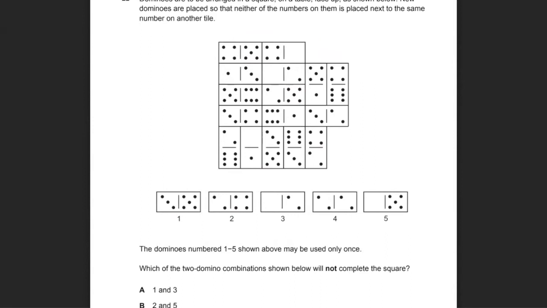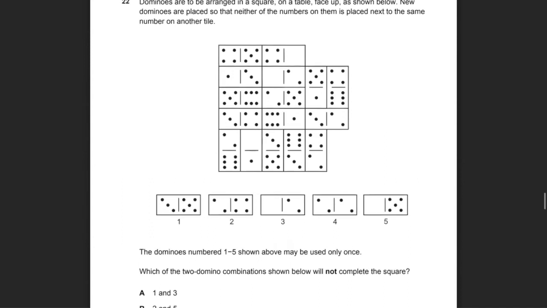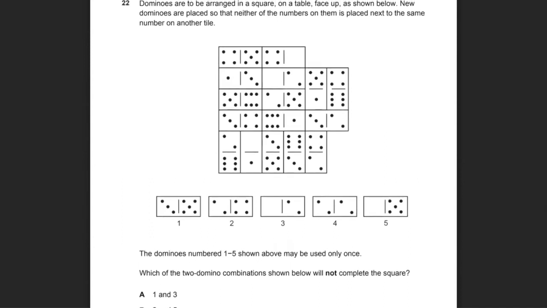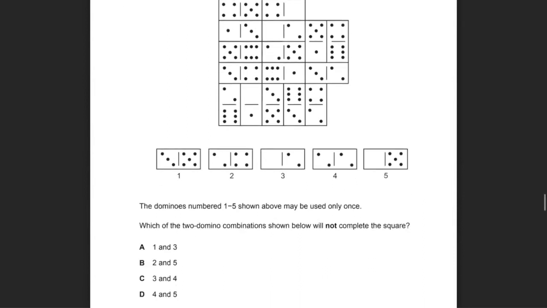So if you look at the square, there's 2 domino pieces missing. There's one here. One second. There's one over here. And then there's one over here, right? Okay. Now that we know where they are, I'm just going to move it down so that we can see all the answer options. There we go.